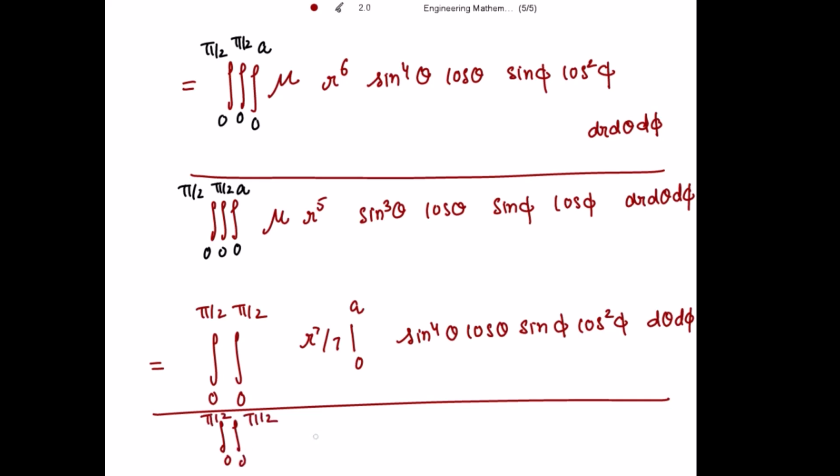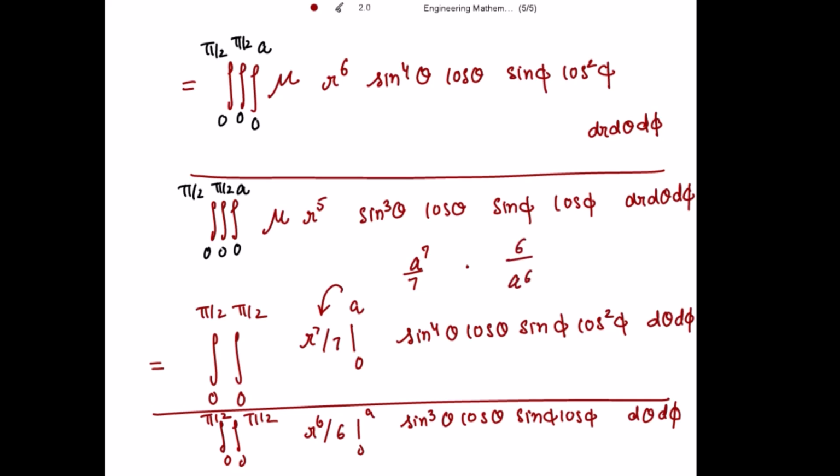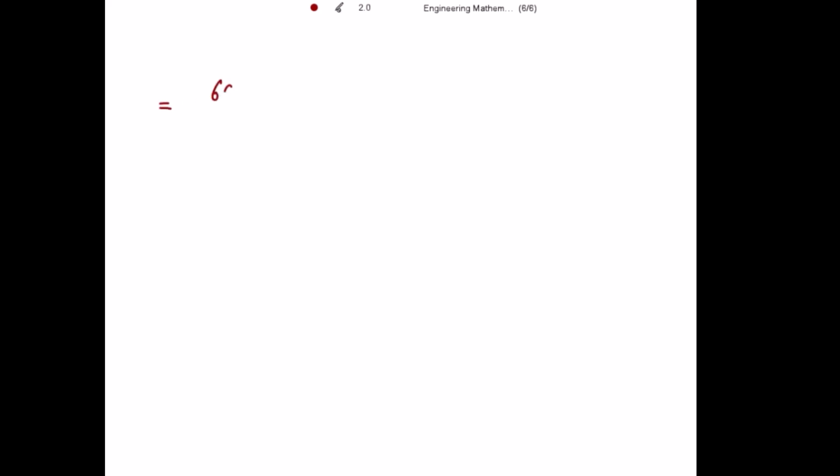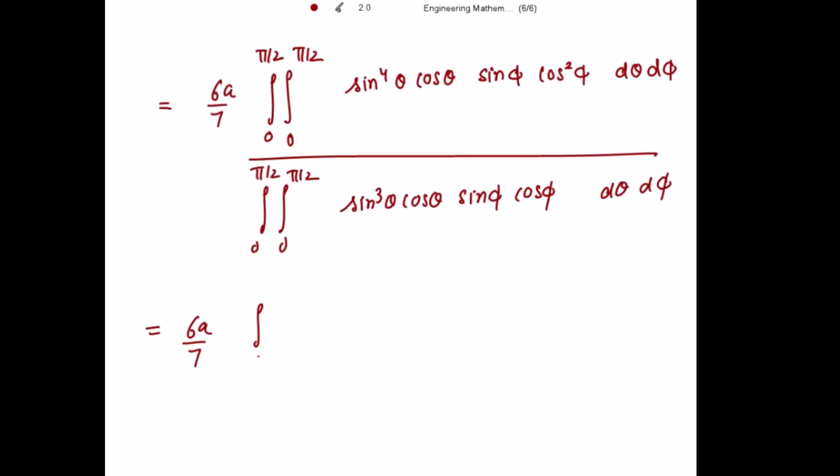Integrating with respect to r, we get r to the power 6 divided by 6 from 0 to a limit, and writing the rest of the things. So in the numerator, when we put the upper limit and then the lower limit, we get a to the power 7 divided by 7. And in the denominator, we get a to the power 6 divided by 6. So this will be cancelled and we get a in the numerator. So this is 6a divided by 7. So let's write this outside. 6a divided by 7.